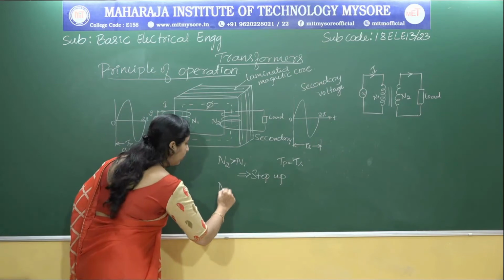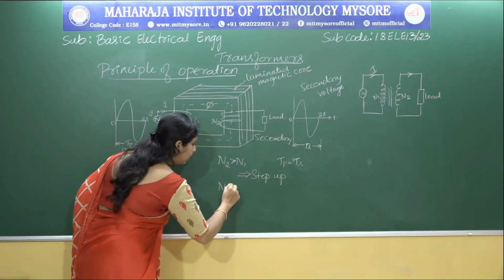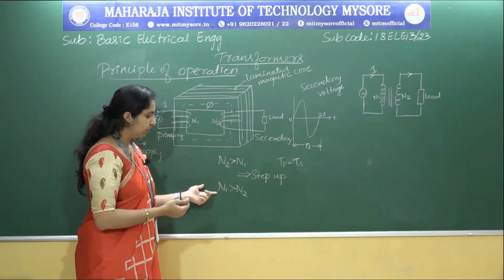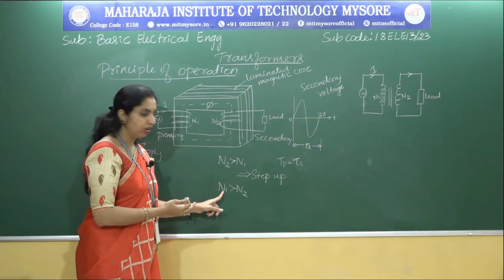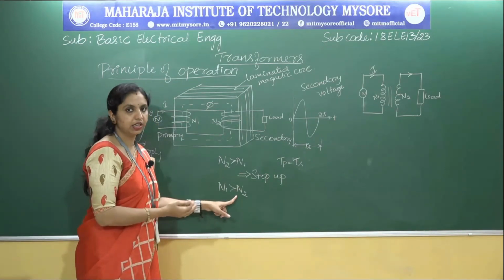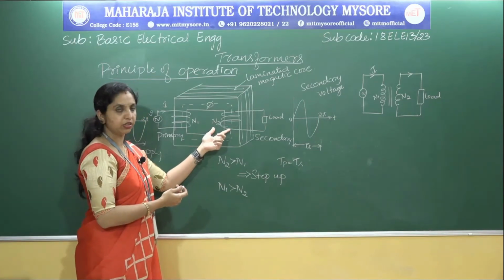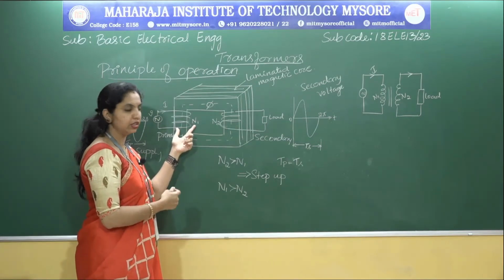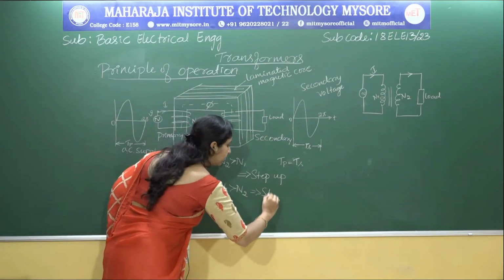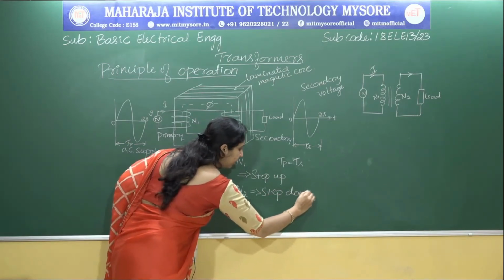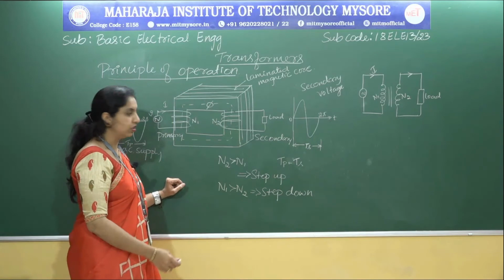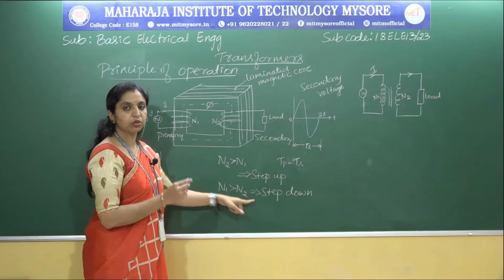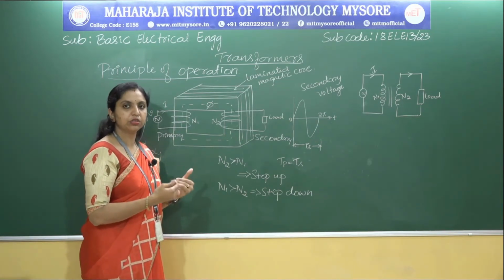Similarly, when N1 is greater than N2, or N2 is less than N1, that is, when the number of turns in the secondary is less than the number of turns in the primary, we call it a step down transformer. That means the voltage will be reduced at the secondary. Whenever we want to reduce the voltage, we can go for a step down transformer.